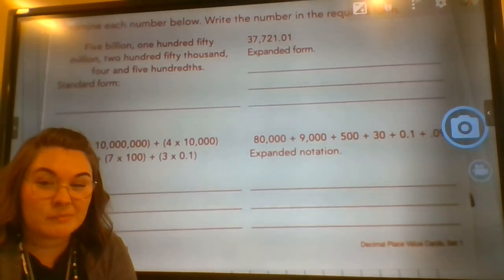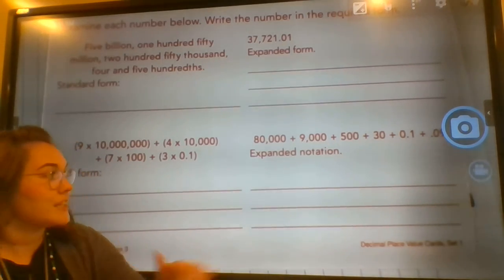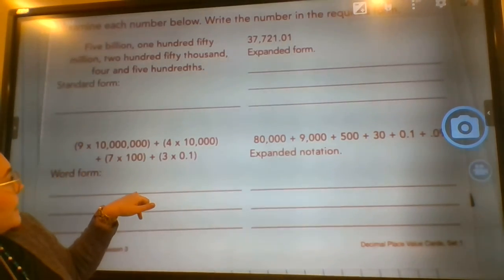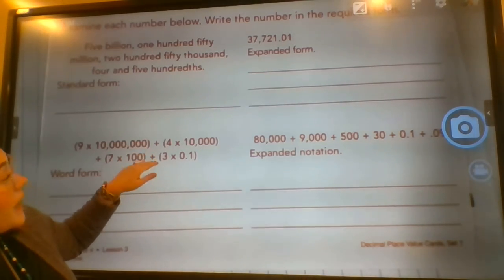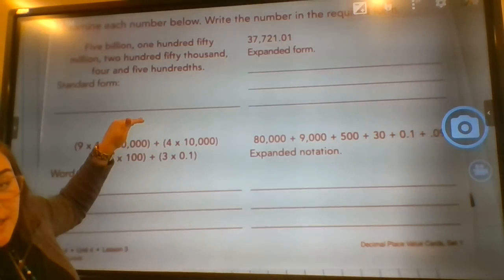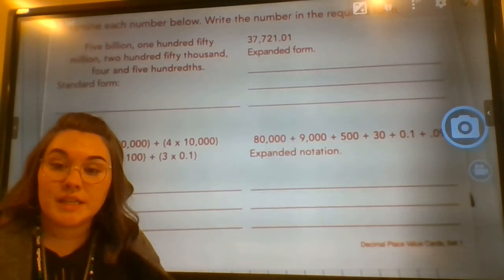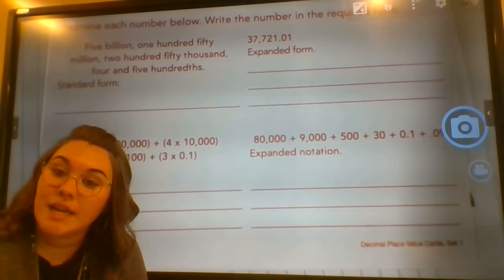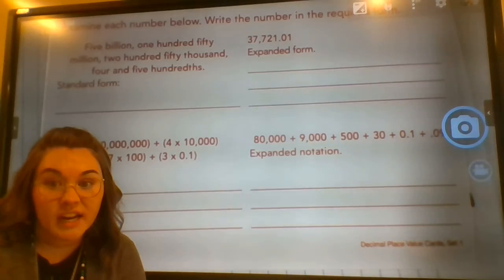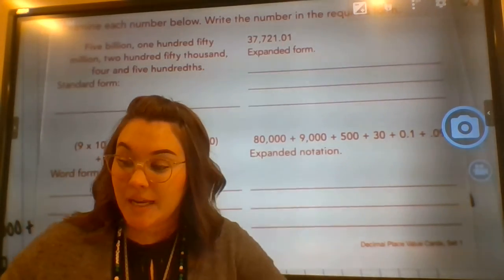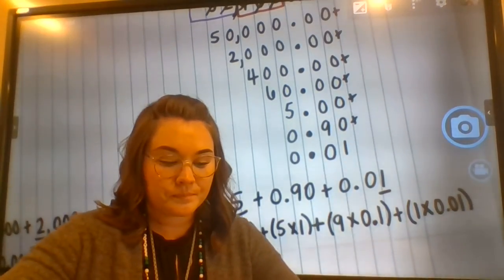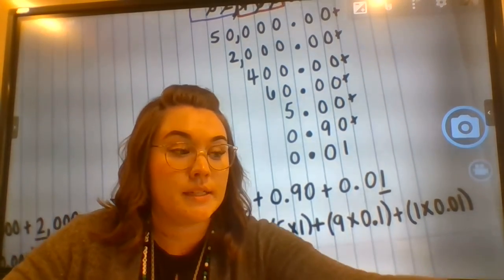So this might make you go a little bit backwards. So if it's asking you for word form and it is in expanded notation, you're probably going to have to put it back into standard form so that you can read the numbers. You're going to have to make that into a number before you can read it and write it. So you'll do that, you'll submit it to me, and then you will be done for the day.